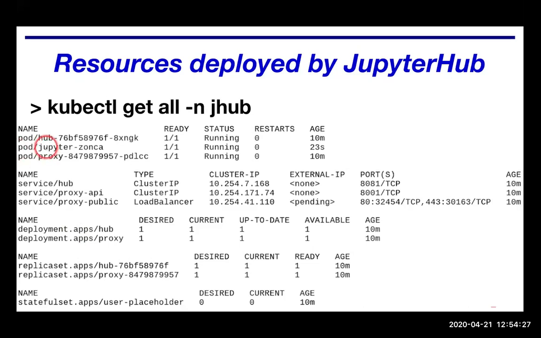Then the user pod: you see jupyter-zonca here. This is the pod which is running the actual Jupyter notebook for me. If there are multiple users connected, then there are multiple pods running. Each user has a persistent volume, which is managed by OpenStack. So you see that there is a lot of interaction between Kubernetes and OpenStack, which is running below. When a new user logs in, Kubernetes asks OpenStack through the API.